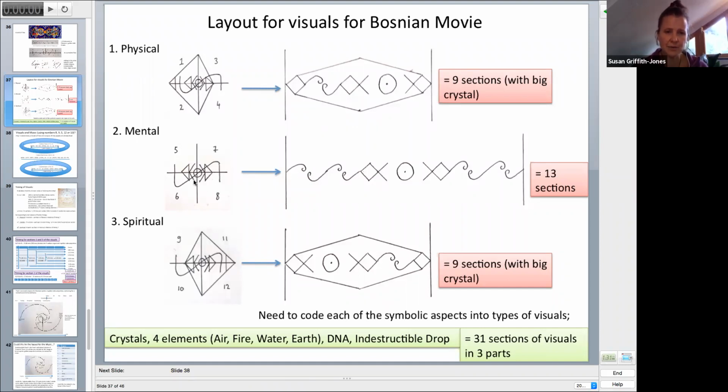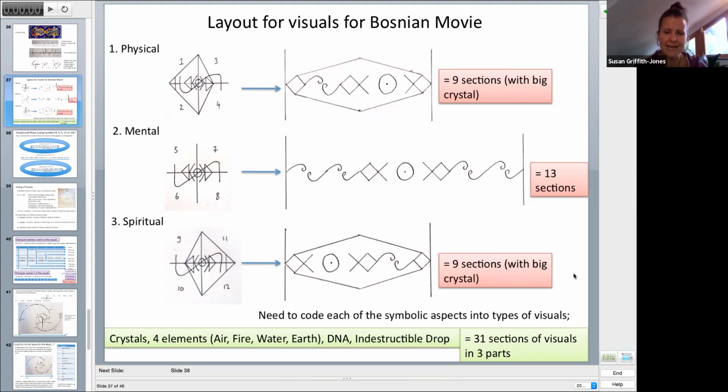Mental, again, what I did was I used these symbols again. We've got an element, element, element, element, crystal, small crystal, factor 64 grid, indestructible drop, factor 64 grid, crystal, element, element, element, element, which creates 13 sections. And then spiritual, again, we've got this similar format, creating 9 sections with the big crystal around it.